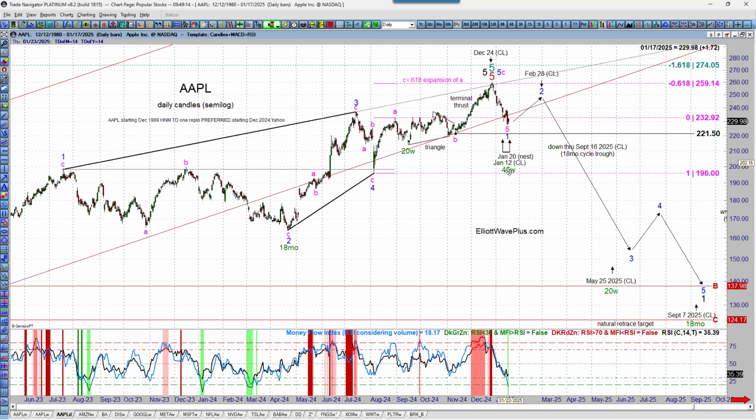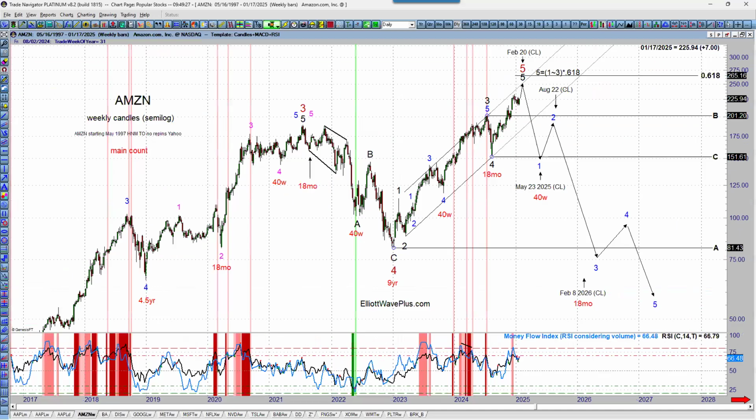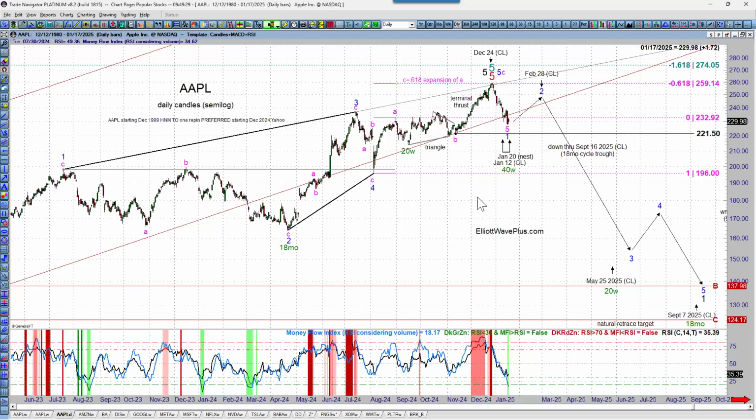Probably finished. The 40-week cycle trough is due in mid-January, looking for a multi-week bounce to start up into late February on Apple. That will probably assist in many of the indices staying up into the mid-February to early March timeframe, as I showed you on all the indices.